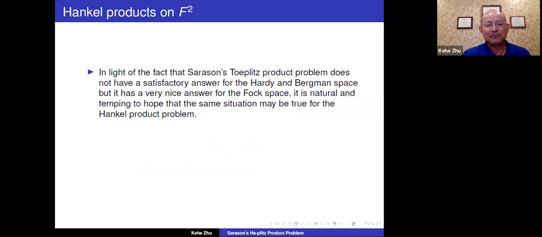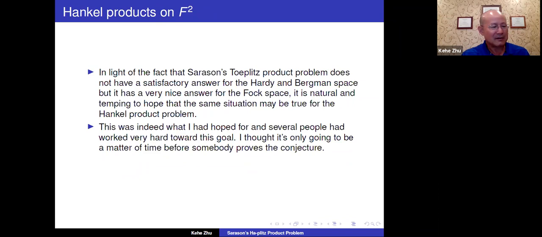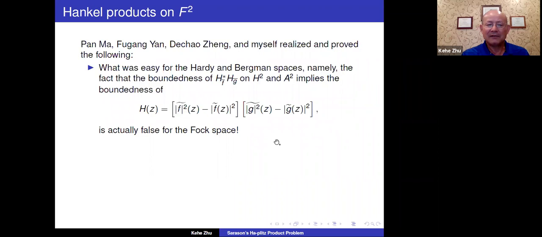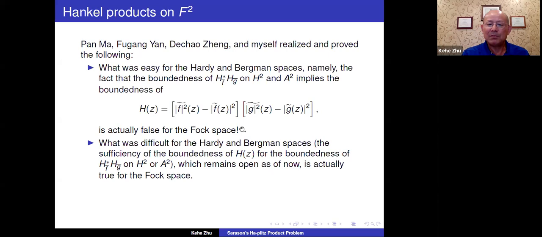So the situation for the Fock space, I think I'm running a little late, so I'm going to go a little faster over here. I'll tell you what the surprise is, and the surprise came in 2018, about the Hankel product problem. The surprise was that, again, the easy direction for H2 and A2 turns out to be false in this case. So in 2018, together with Dechao Zheng and two of his students, Mao Pan and Yan Fugang, we realized that their easy direction was actually false for the Fock space. And so the conjecture is definitely wrong for the Fock space, but we were able to find much more information in this case. We also found out the difficult direction for H2 and A2, the direction that is still open, is actually doable for the Fock space. So the situation over here is completely opposite.